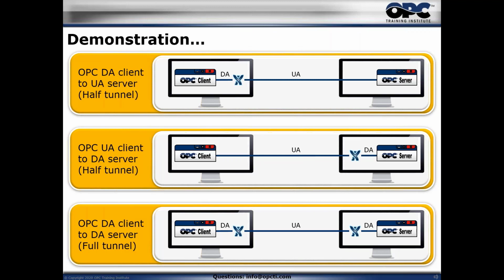If I understand correctly, the low-level protocol in the tunnel is OPC UA. Yeah, I suppose you could say that. I don't know about low-level, but certainly OPC UA right here, OPC DA on the other side. But it's OPC DA, UA. They're really on the same level.